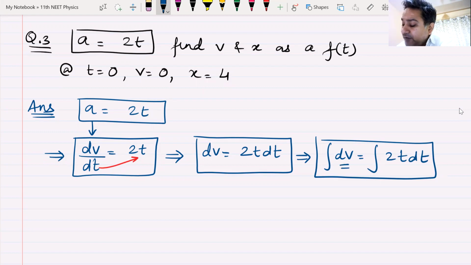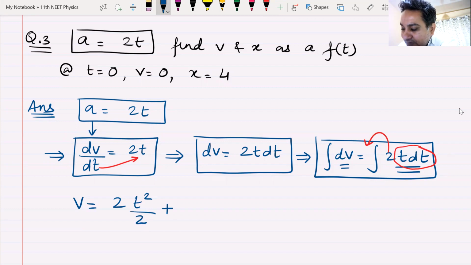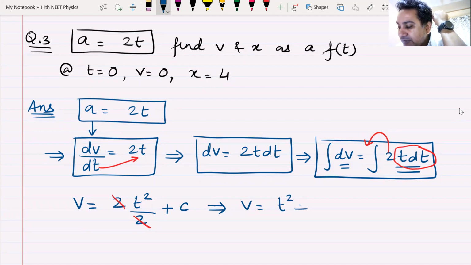What will be the integral of dv? Integral of dv will be v. What will be the integral of 2t dt? 2 jumps out. We only have integral of t dt. Integral of t dt is t square by 2. T square by 2 multiplied by 2. So this is 2 t square by 2 plus a constant c. I can take off this 2. So I have v as t square plus c.